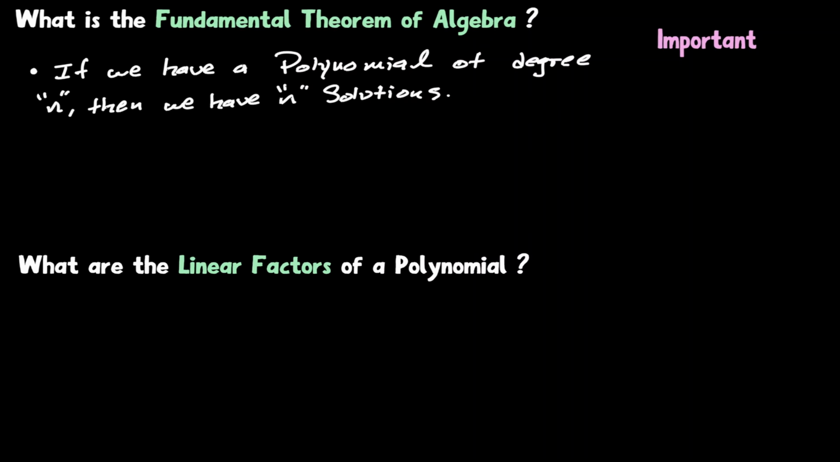So let's illustrate this idea. Let's say that we have a polynomial of the form x squared plus 1. Well, here the degree is 2, so we should expect to have two solutions.